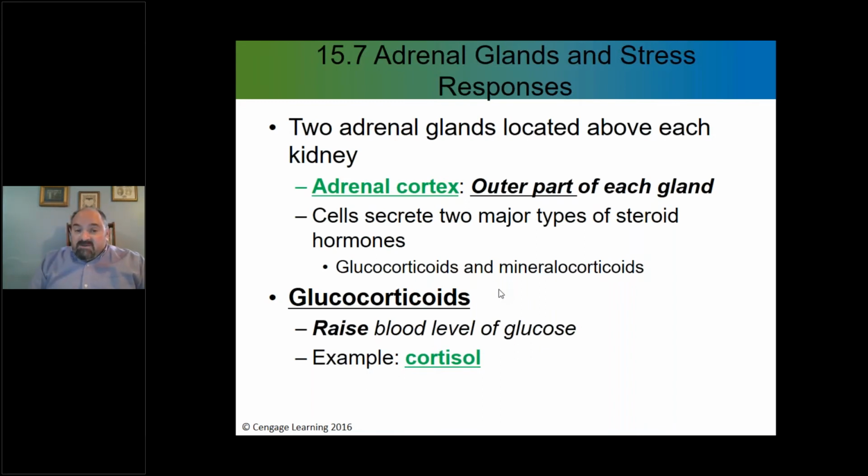Now, if a body is under continual stress, then the increased levels of cortisol, the stress hormone, present within the body are not a good thing. It can lead to an elevation of blood glucose levels, which can lead to weight gain. It can also inhibit your immune system from functioning as well as it possibly should. So it's anti-inflammatory, which is a good thing short term, but long term it can really inhibit your body's immune response to whatever you may be coming in contact with, and that's not a good thing.